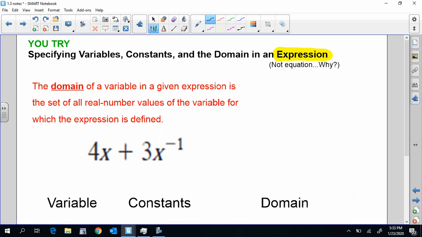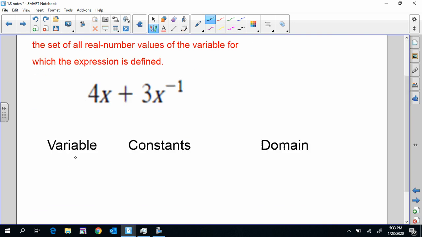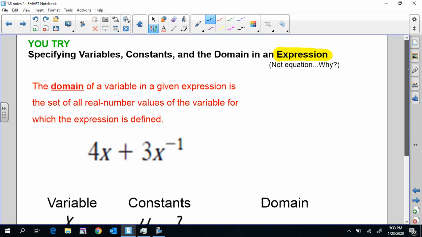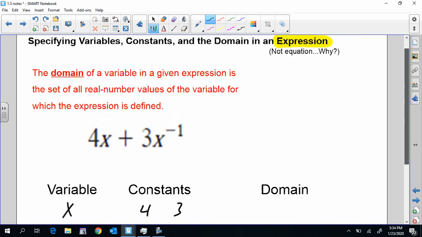Your turn. You might want to pause. I hope you got the variables. The variable was, that's right, x. Hope you got the constants. They happen to be coefficients on the variables, but the constants are 4 and 3. Is the domain all real numbers like the first example, or is the domain something different? I hope you said something different.